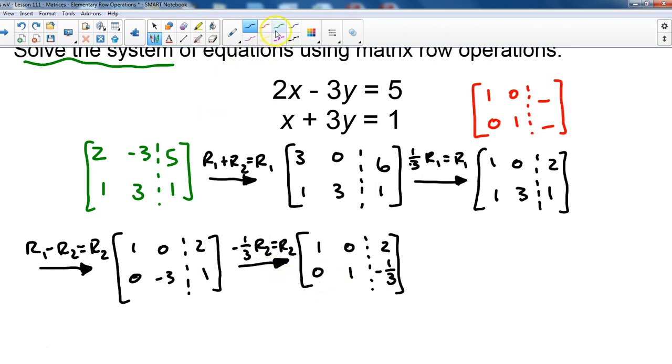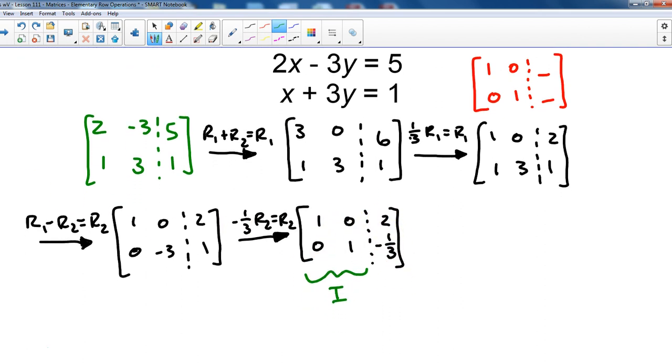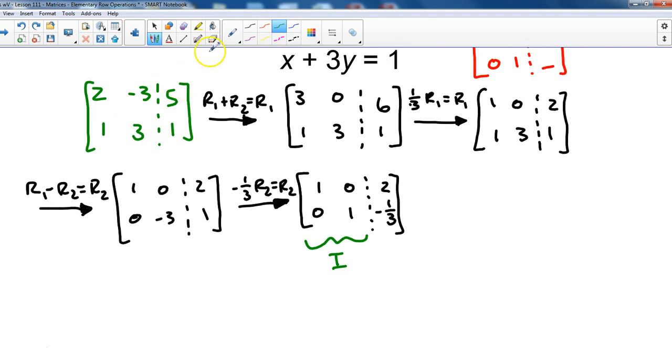So you can see again, I've got this identity matrix on the left side of the augmentation, and then on the right side of the augmentation, I've got my solution set. So what can I conclude from this? Well, I can conclude that (x, y) is equal to (2, -1/3). Or in other words, x is 2, y is negative 1/3.